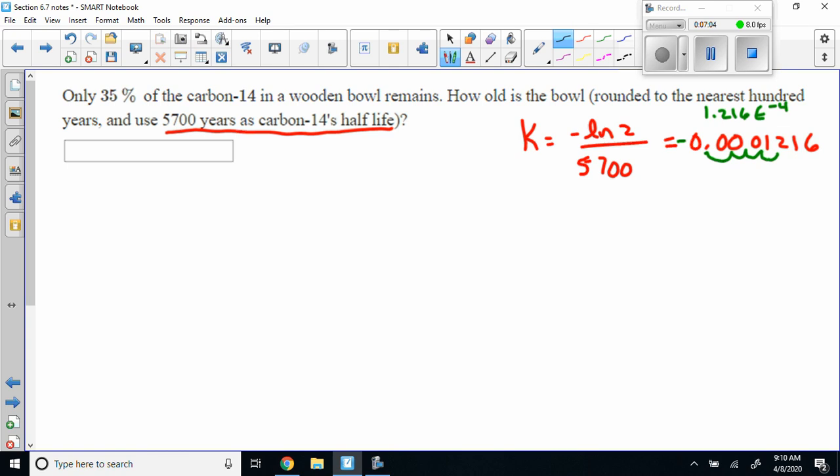Well, they only had 35%. Now let's think about this. y equals a sub 0 e to the kt.